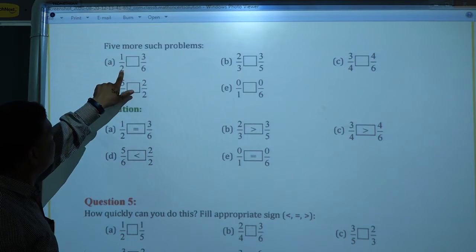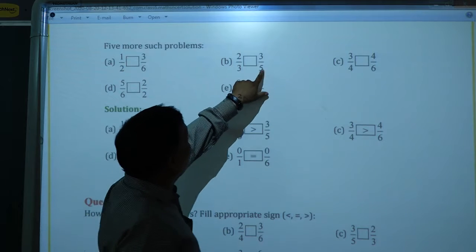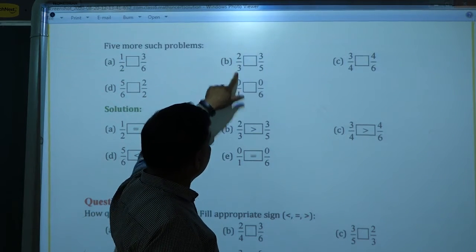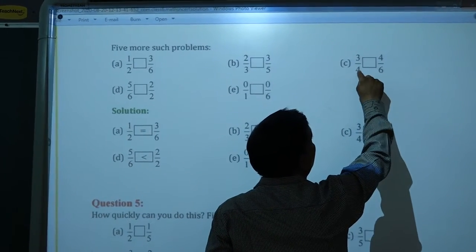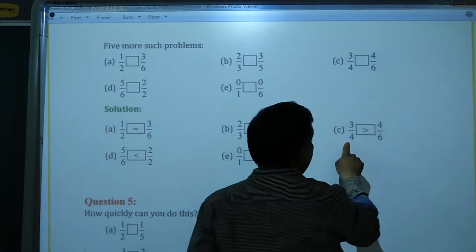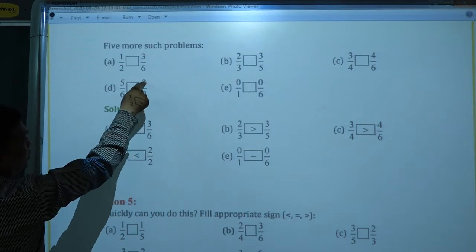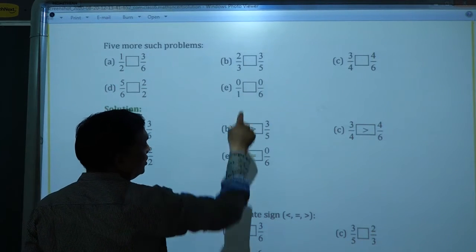6 1s are 6, 2 3s are 6. Both are equal. Next, 5 2s are 10, 3 3s are 9. So 2 upon 3 is the greater. 3 6s are 18. 3 6s are 18. 4 4s are 16. 18 is the greater. 3 upon 4 is the greater. 5 2s are 10, 6 2s are 12. 12 is the greater. 6 0s are 0, 1 0s are 0. Both are 0. Both are equal.